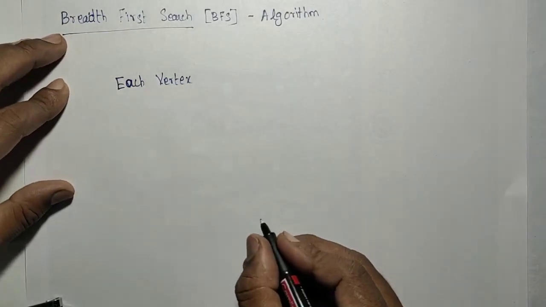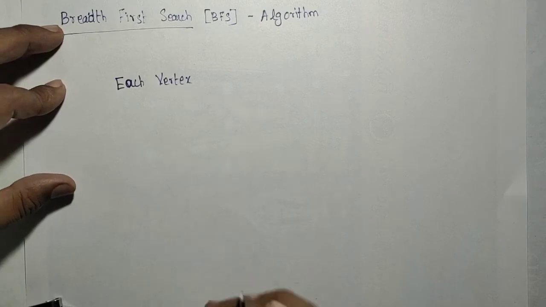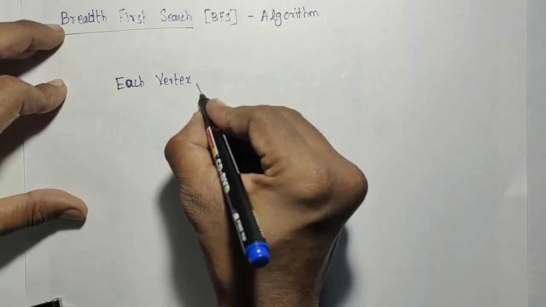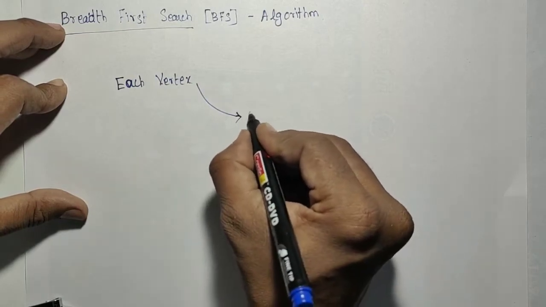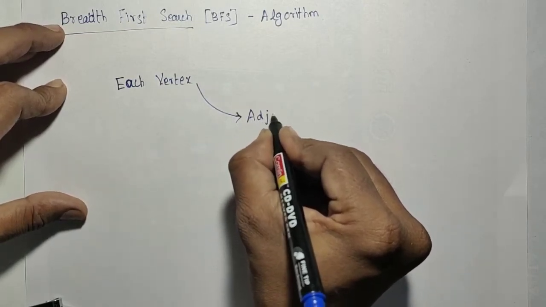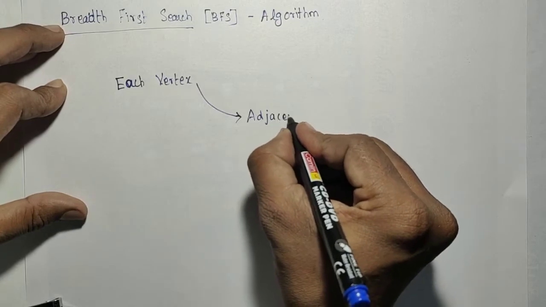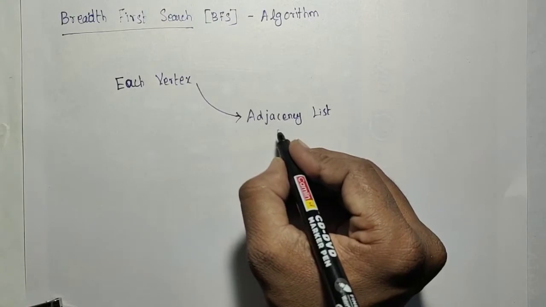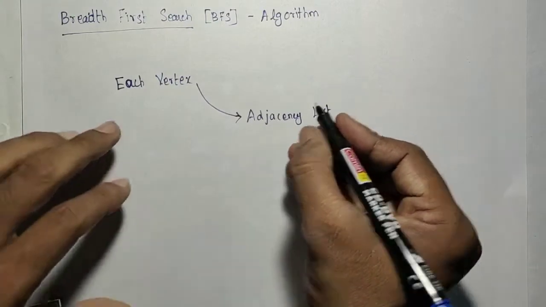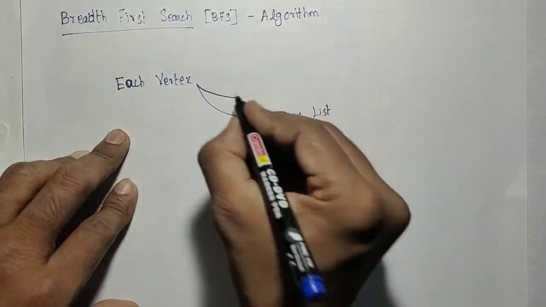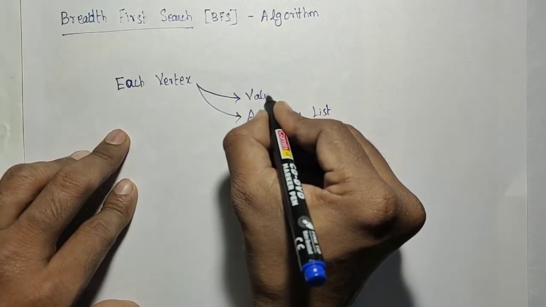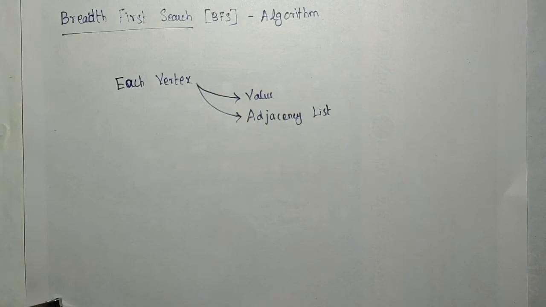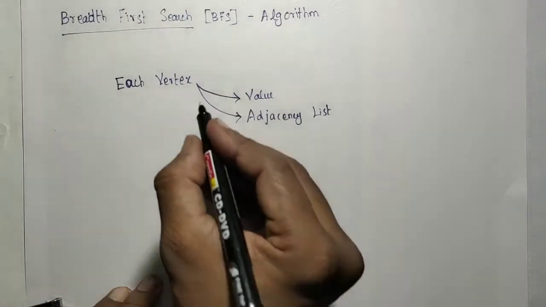in addition to that adjacency list, each vertex should have a list of vertices. That is the adjacency list. In addition to that, we are going to store the value of that node. Value means the name of the node or the index of the node, anything you can use to identify a particular node.